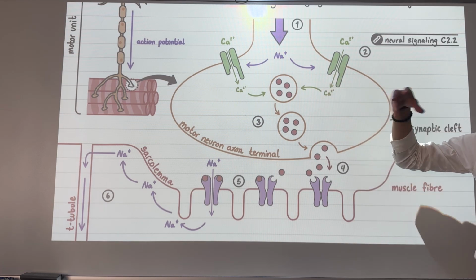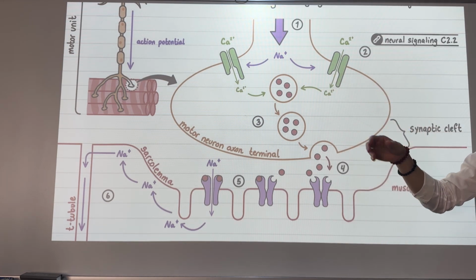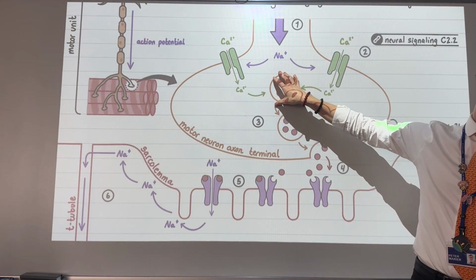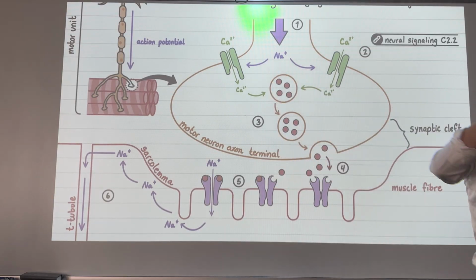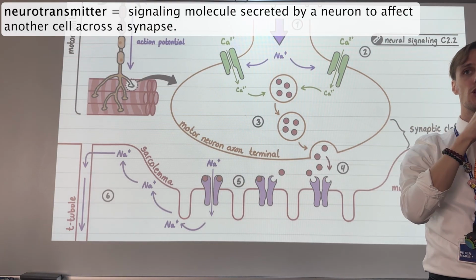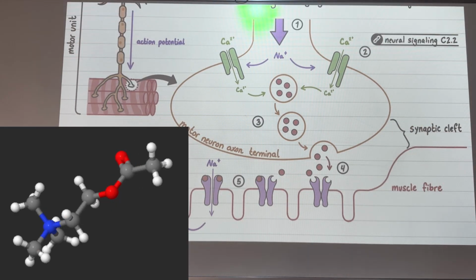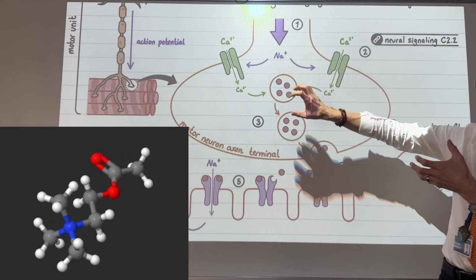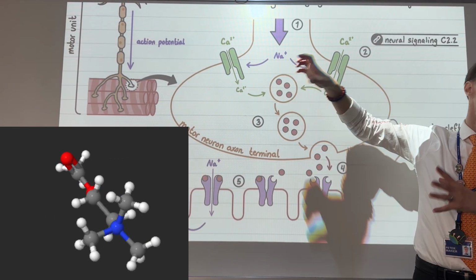So in this case, what exactly is calcium signaling? Well, it's signaling this vesicle. So this vesicle is actually containing a bunch of neurotransmitters, specifically one that we've explored when we looked at membrane transport, acetylcholine. So acetylcholine right now is stored in these vesicles.